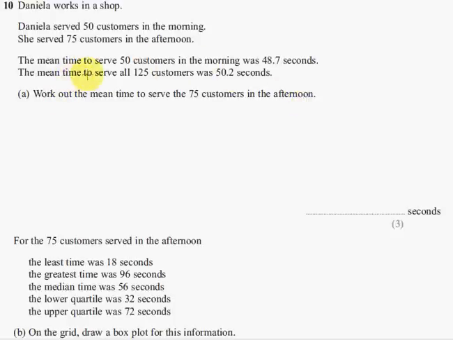Well, she served 50 customers in the morning, and each customer took 48.7 seconds on average. So if we times that back out, 50 times 48.7 gives us the total time for those 50 customers. So 50 times 48.7 gives us 2,435 seconds for those 50 customers.